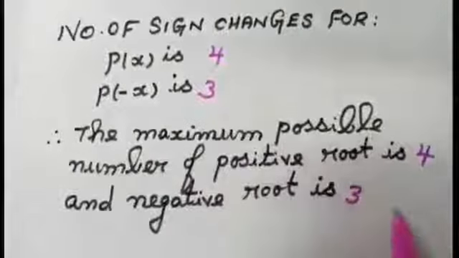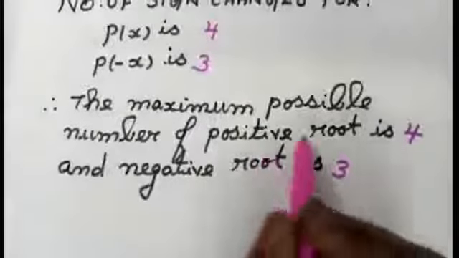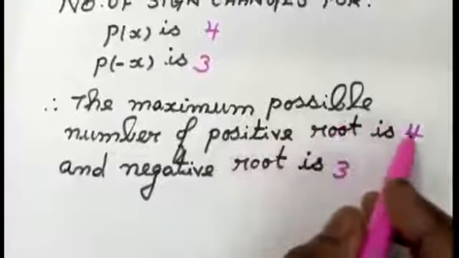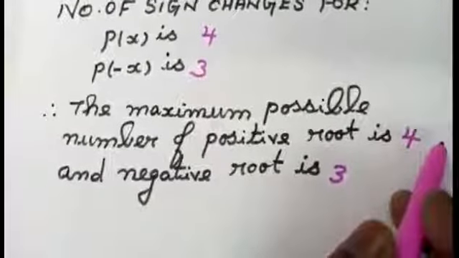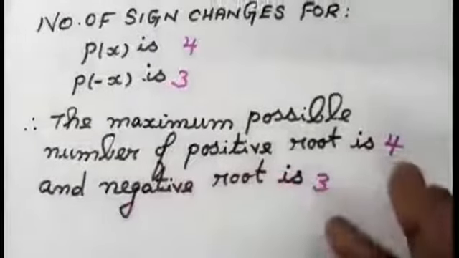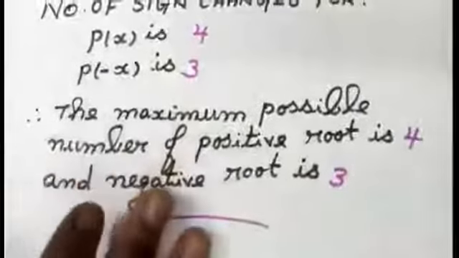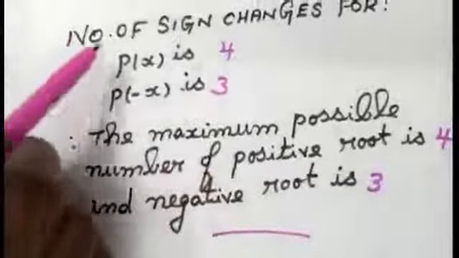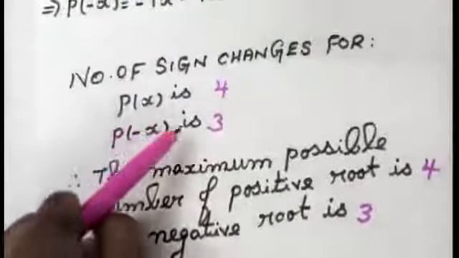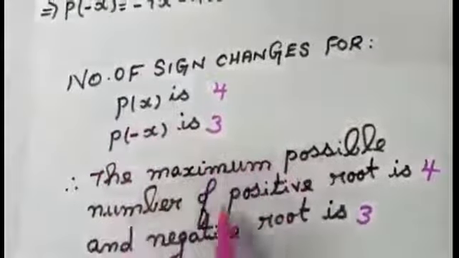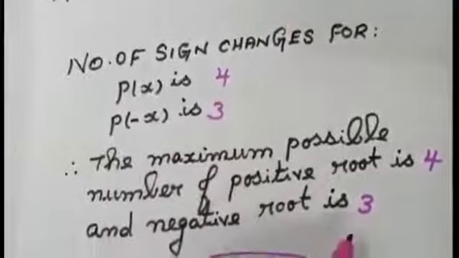So that is the concept. If the maximum number of positive roots is 4, it can be 0, 1, 2, 3 or 4. Negative roots can be 0, 1, 2, 3. So that is the calculation. What is the question they have asked? I have just worked it out. Using the number of sign changes, p of x being 4 means positive roots, and p of minus x being 3 means negative roots. The maximum number of positive roots is 4. Negative roots is 3. Next we are going to move on to the second sum.